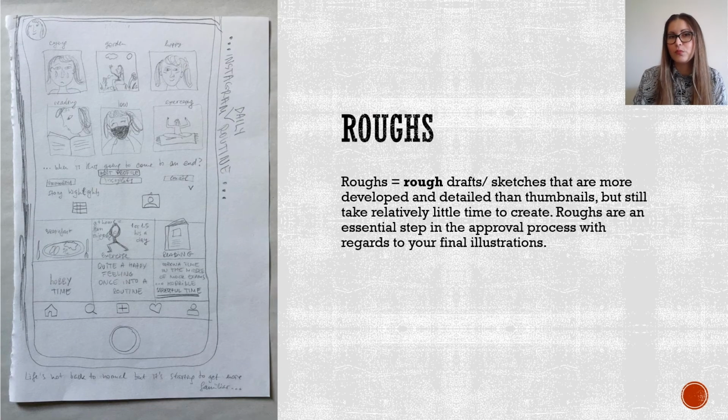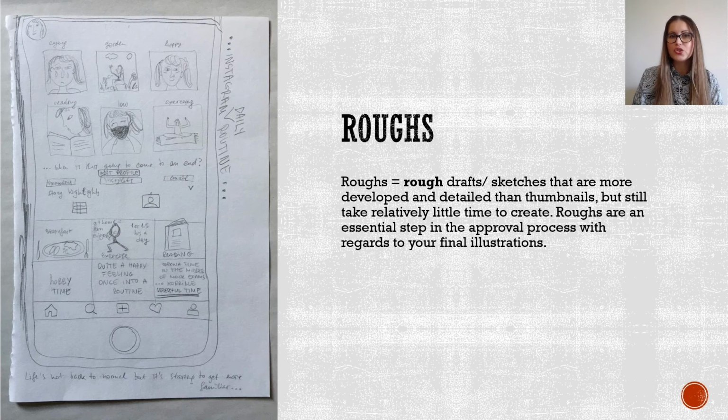These are followed by roughs. As you can see, roughs are larger than thumbnails in size, but still take relatively little time to create. Roughs are an essential step in the approval process with regards to your final illustrations. Roughs give an opportunity to show or review the content and the general layout of your comics and make edits if necessary. Roughs are not your finals, they are work in progress.